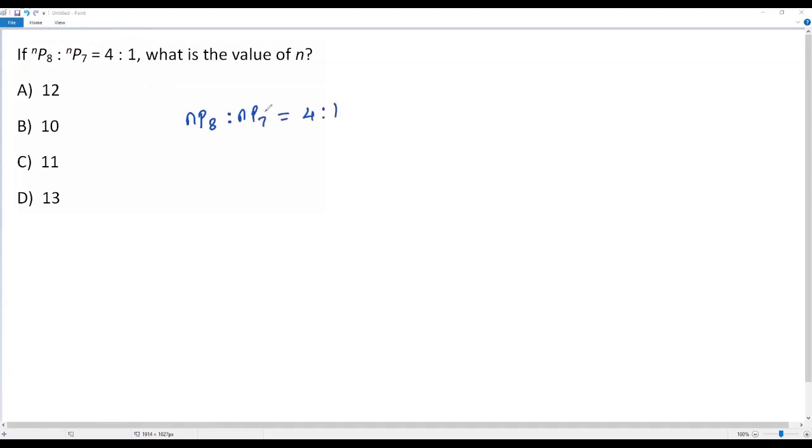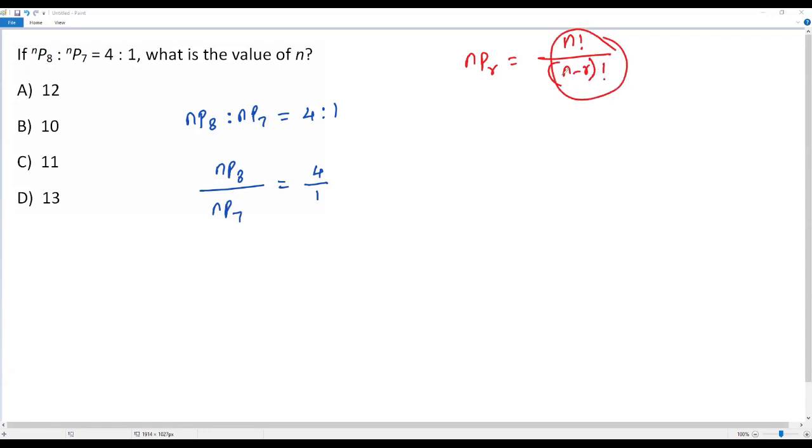Now let me write the ratios on both sides as fractions. Then I'm getting nP8 divided by nP7 equals 4 over 1. Now let's find the value of this nP8 and nP7. For that, we can use the formula of permutation, that is nPr equals n factorial divided by (n minus r) whole factorial. So this is the formula we have to evaluate the value of the permutation.